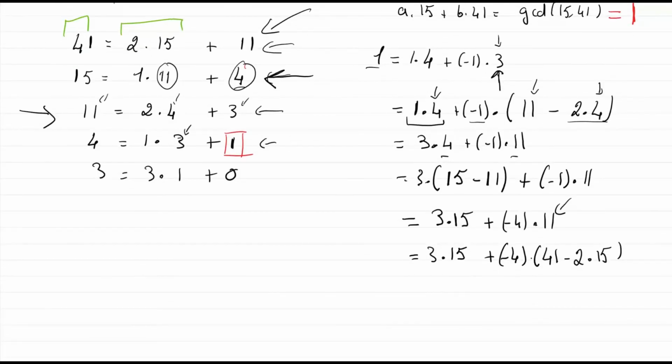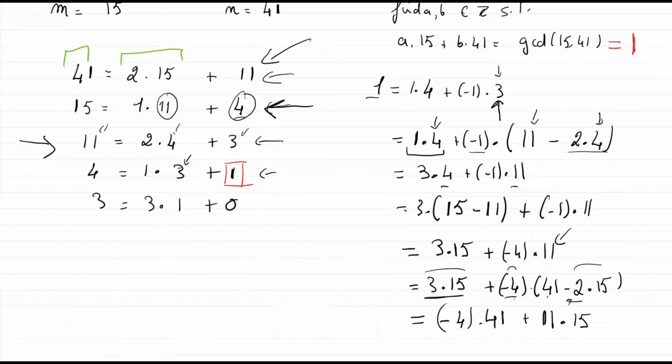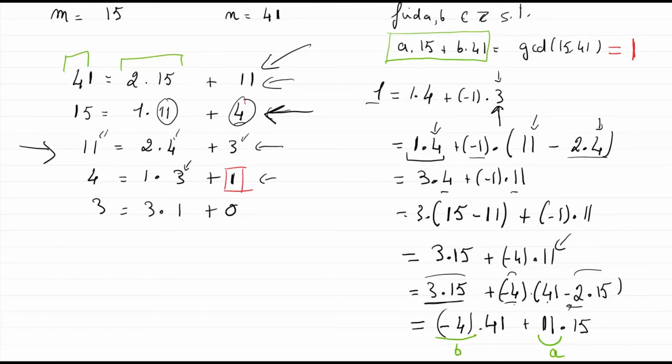Of course, I want to keep the 15 and the 41 because that was my question in the first place. So I write everything: negative 4 times 41, and with 15 I have 3 times 15, and here I have 8 times 15, so it's 11 times 15. And that's all. I wanted a and b such that a times 15 plus b times 41 is 1. Well, here they are. I take this as a and this as b. Indeed, 11 times 15 is 165, and 4 times 41 is 164. And indeed, it is 1.